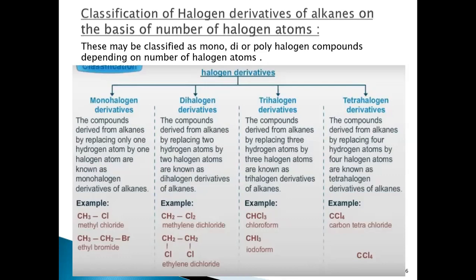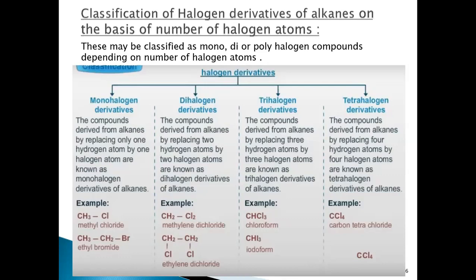Now, third part, trihalogen derivative. Similarly, in alkanes, 3 hydrogen atoms replaced by 3 halogen atoms are known as trihalogen derivatives of alkanes. Common examples are chloroform, CHCl3. You can see here 3 chlorines replace 3 hydrogens. Therefore, it is a trihalogen derivative. Another example of trihalogen derivative is CHI3, meaning iodoform. 3 iodines replace 3 hydrogens.